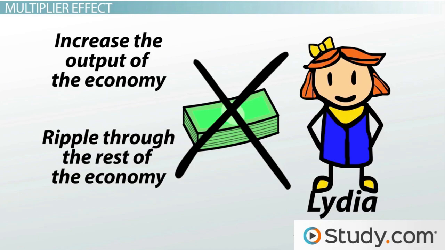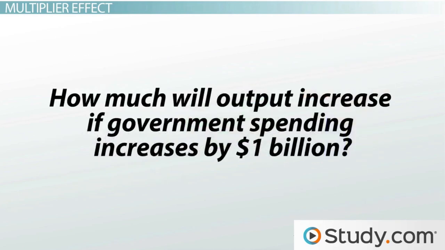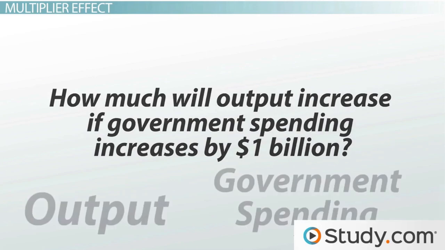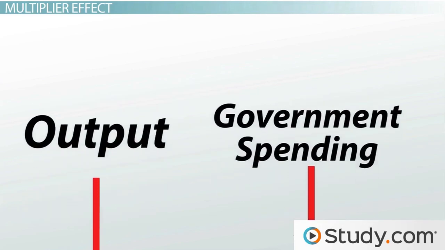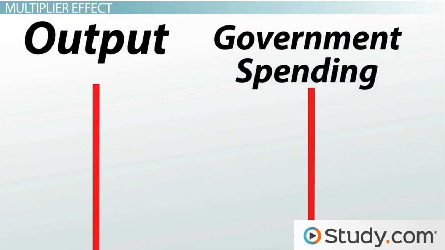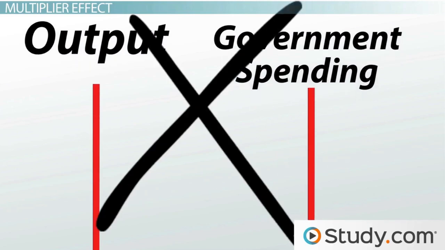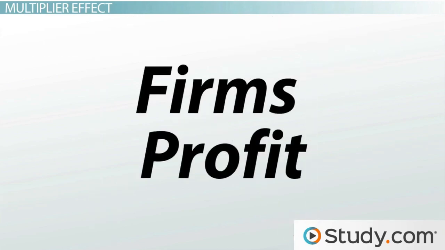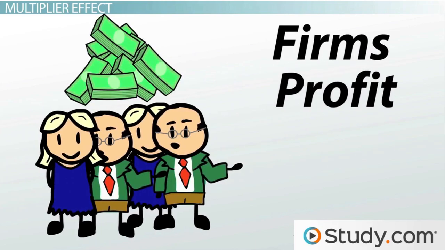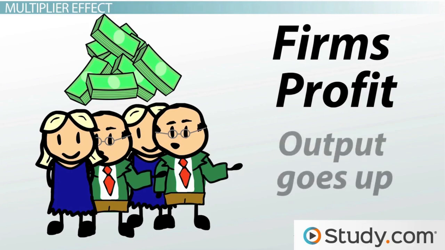What you really want to know at this point is, how much will output increase if government spending increases by $1 billion? At first glance, you might think that output will increase by exactly the same amount as government spending increases, but you'd be incorrect. When the government spends money, firms profit, and when firms profit, workers take home more income, which then gets spent. Because of this multiplier effect, output goes up by a much larger number.